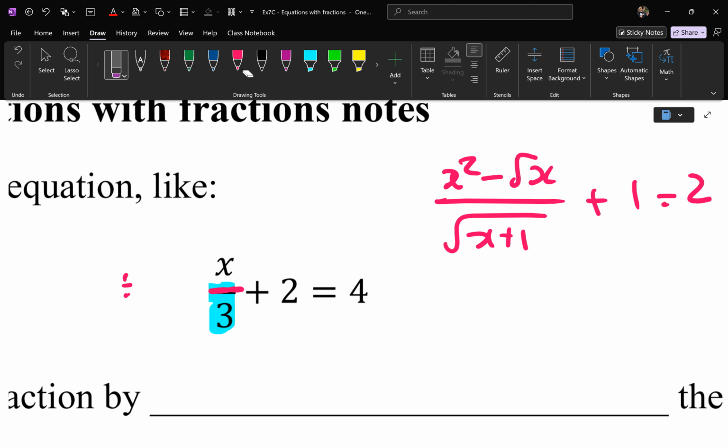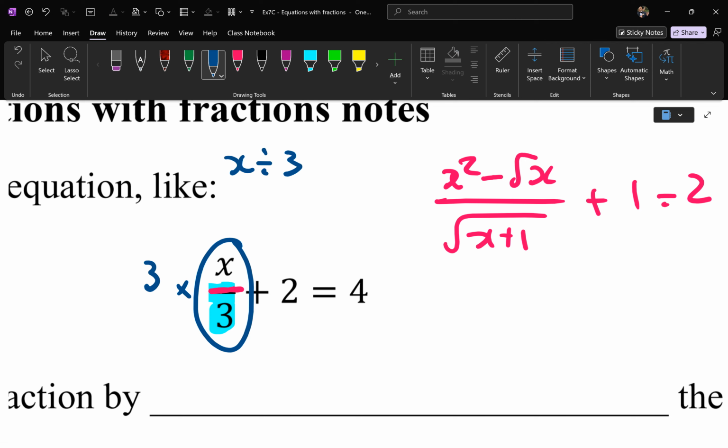Same idea. What's the opposite of divide? Multiply. So if you've got divide 3, all you have to do is times 3. See this right here, this is saying x divide 3, and if you times 3, these two are going to cancel out, and I can prove it to you. It will just equal x.